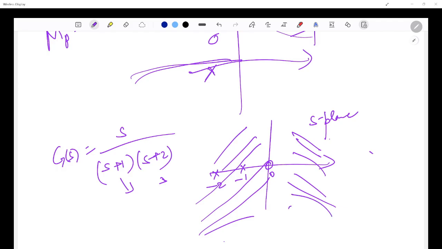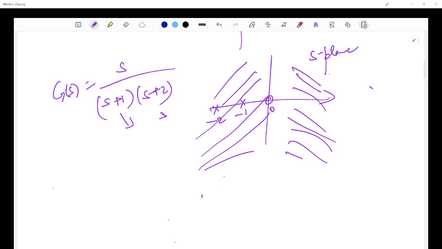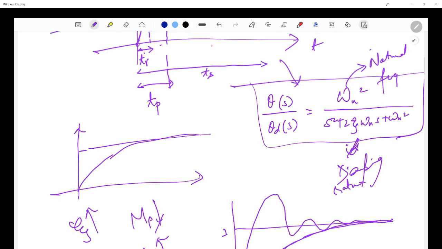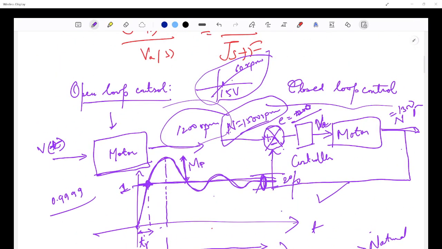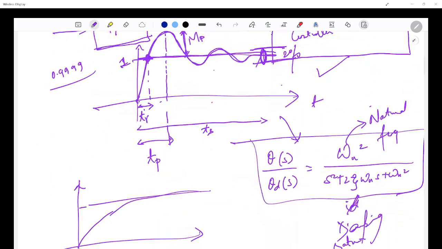So this is all about this control system. Settling time you have already seen. Settling time is defined by 4 upon zeta omega n. What I was talking about here is that the time it takes to reach within 2% is the settling time, and it is given by 4 upon zeta omega n.